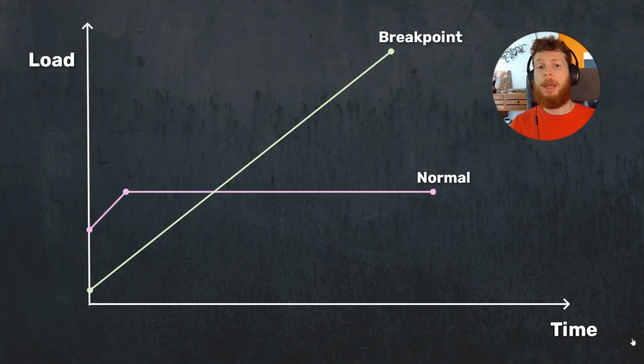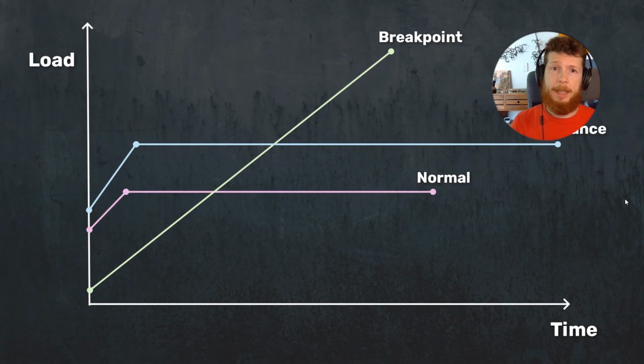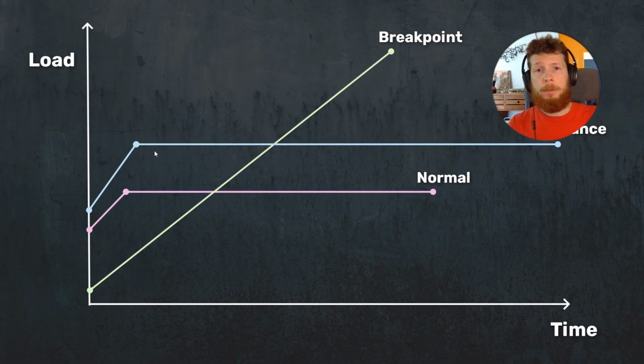Next is the breakpoint or stress test. You can see the load here is constantly growing. The goal here is to see where the system will choke and die. Next one is the endurance test. The goal here is to apply a little bit higher load than normal and run it over a longer period of time than you would run your performance test normally.